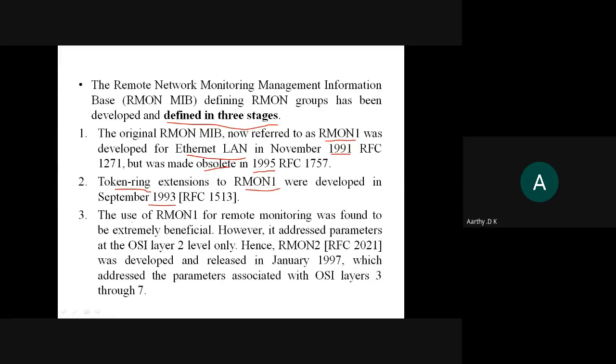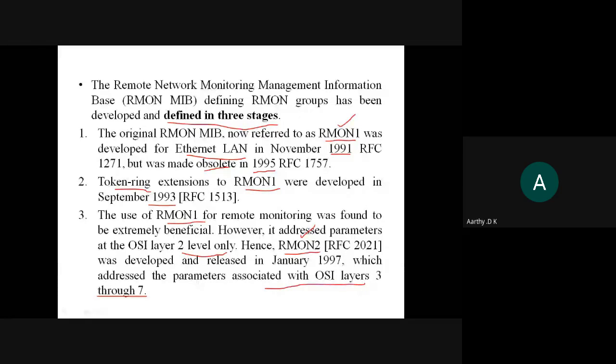So this remote monitoring 1 was not capable of working above OSI layer 2. Okay, till level 2, that is physical and data link, only it was able to work with. So this was not able to work with the higher layers of the OSI model. So for that to be addressed, we have remote monitoring version 2, which works with all the layers from 3 to 7 in the OSI model. So we will be looking at remote monitoring 1 and remote monitoring 2 in the next class.